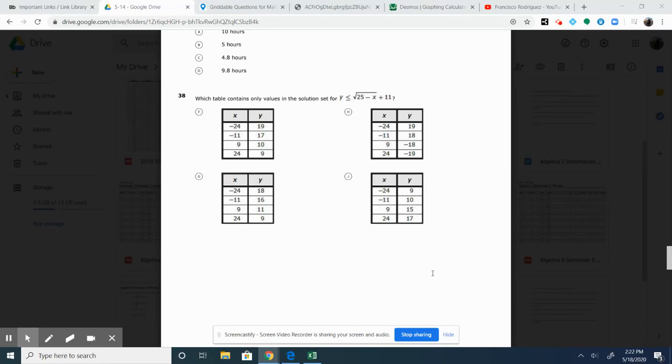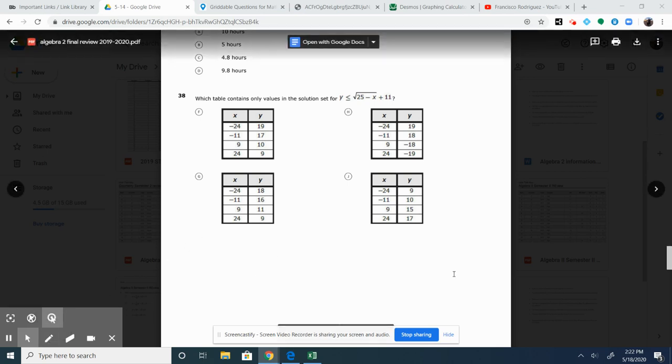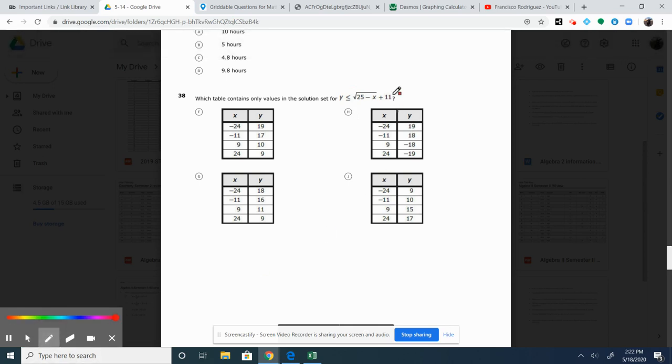Okay, so number 38 has the following. It says, which table contains only values in the solution set for y is less than or equal to the square root of 25 minus x plus 1. So what we want to do here is graph this in the calculator with the inequality so it can show us the shaded region.